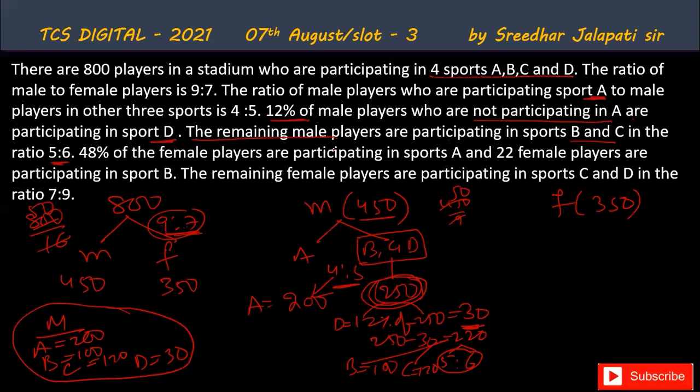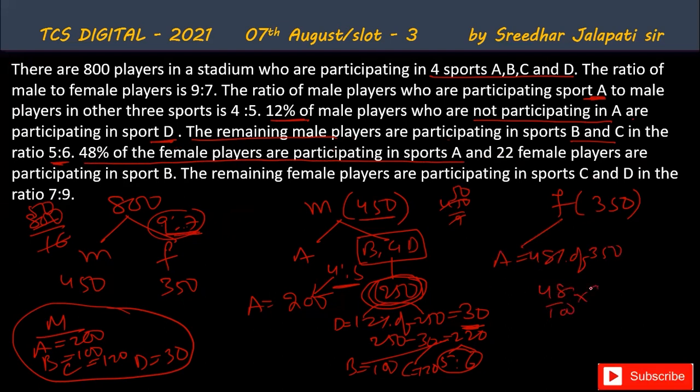Similarly, in the next point, it is given that 48% of the female players are participating in sports A. So first of all, in sports A, 48% of 350. If I calculate, how do we calculate 48% of 350?